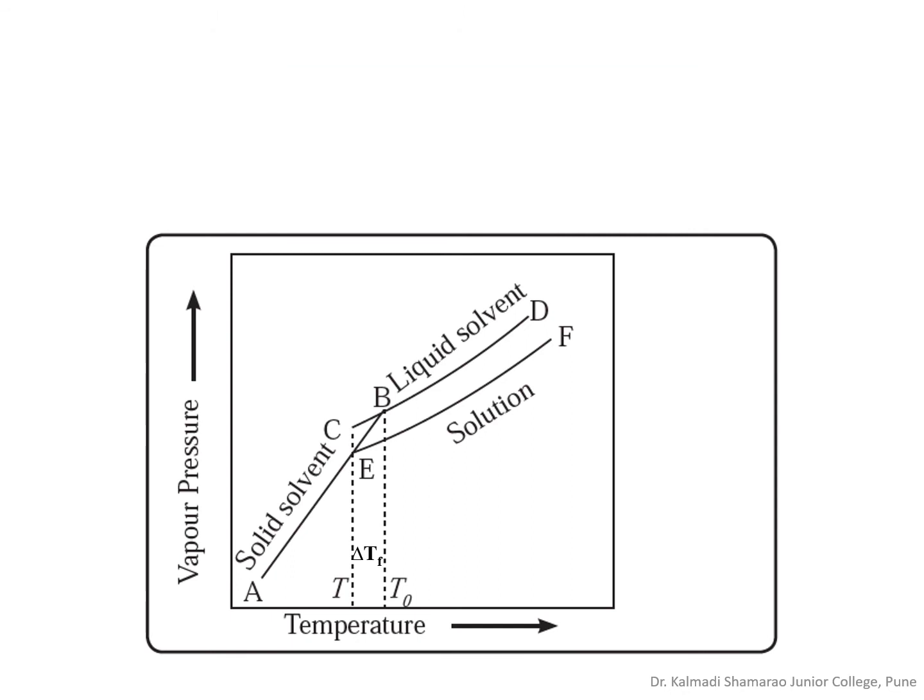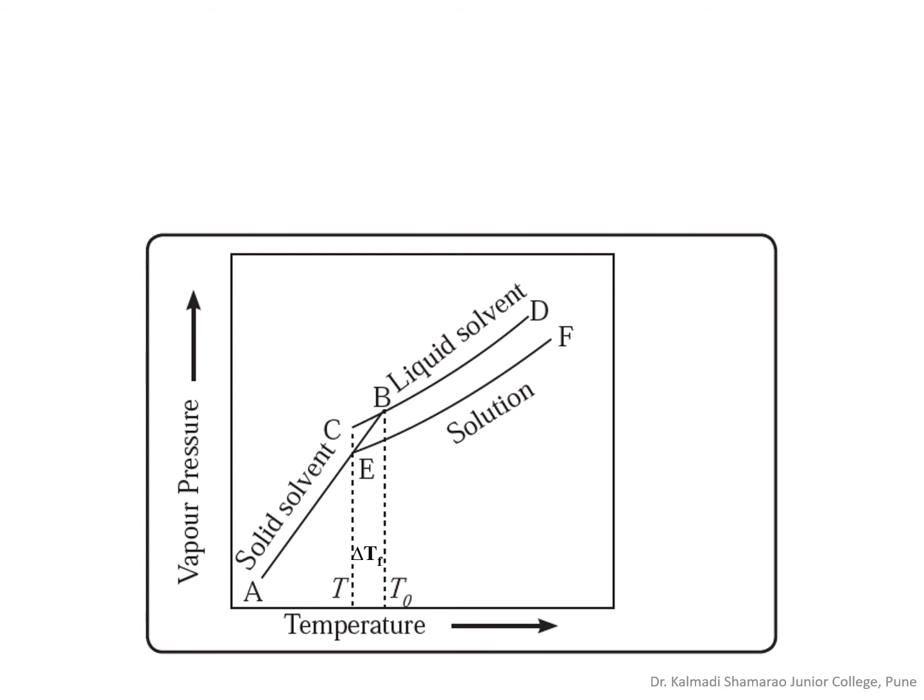Let us now understand depression of freezing point with the help of a graph of vapor pressure versus temperature. The graph shows three curves. CD is the vapor pressure curve of liquid solvent, EF is the vapor pressure curve of solution, and AB is the vapor pressure curve of solid solvent. The curves AB and CD intersect at point B. Thus, the solid and liquid phases are in equilibrium at point B. The temperature corresponding to B is the freezing point of solvent, Tf naught.